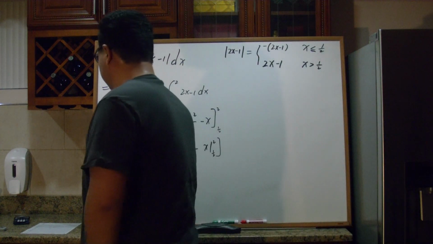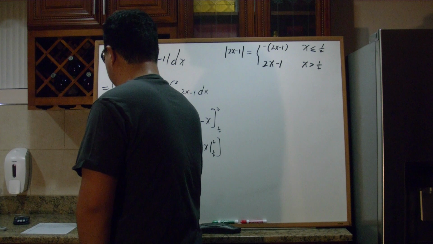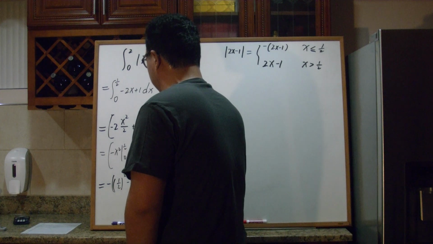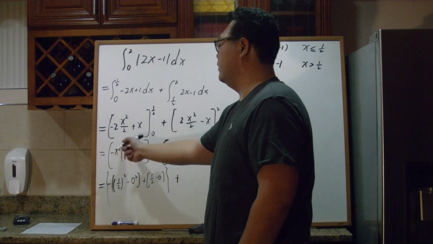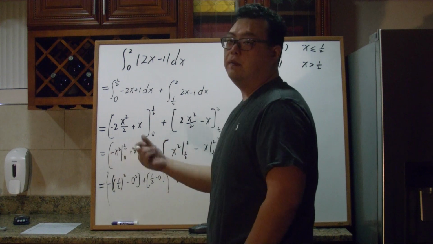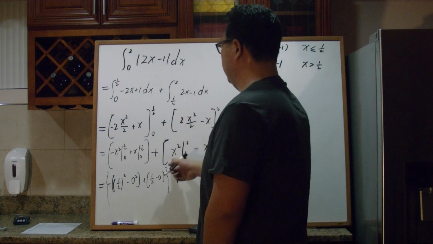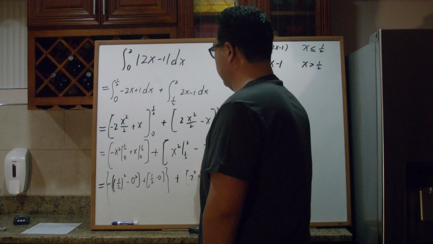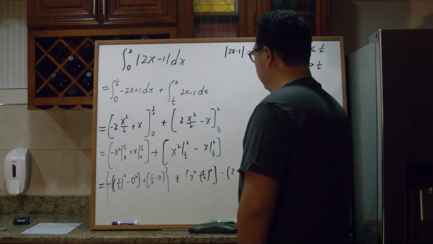I still recommend keeping them separate. So what we're going to have is negative of 1/2 squared minus 0 squared, plus 1/2 minus 0. That's the first piece. The negative sign stays on the 1/2 squared minus 0 squared; the coefficient, always keep it outside of the calculation. That's the key, otherwise it will be more tricky. Then for x squared, we have 2 squared minus the square of 1/2, minus 2 minus 1/2.